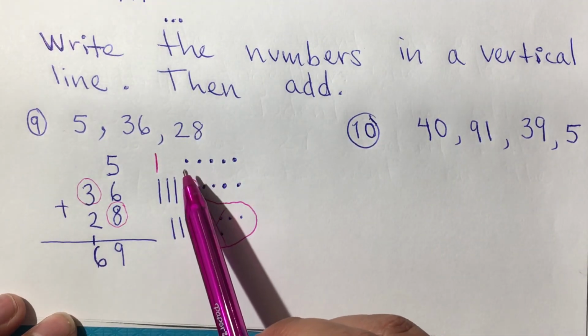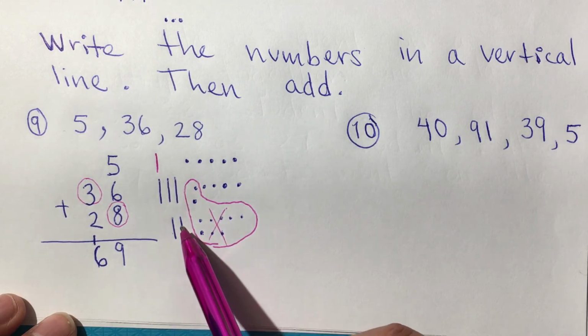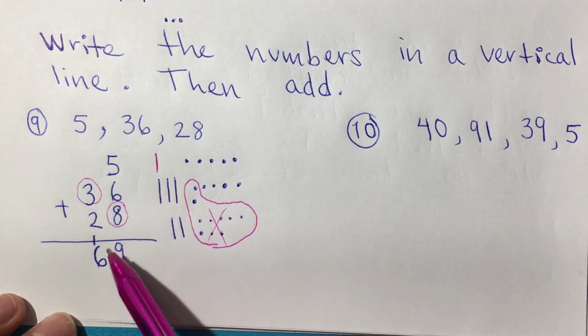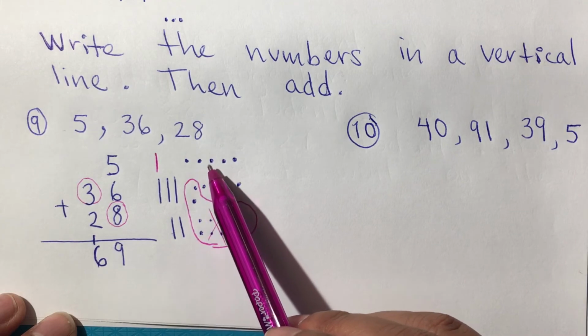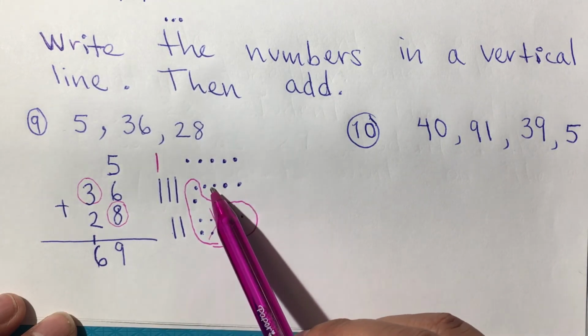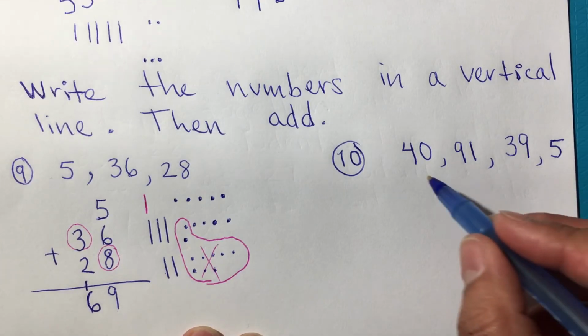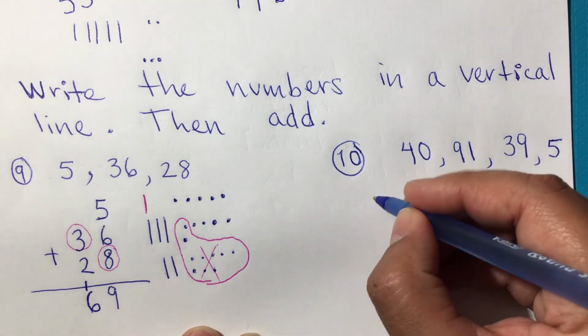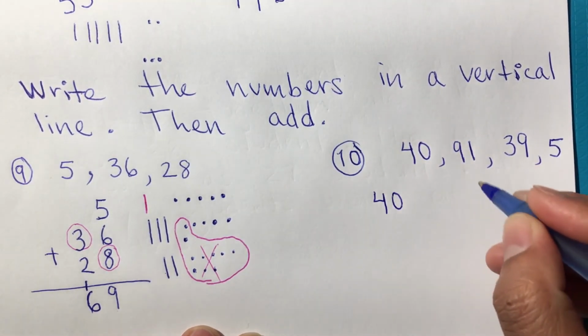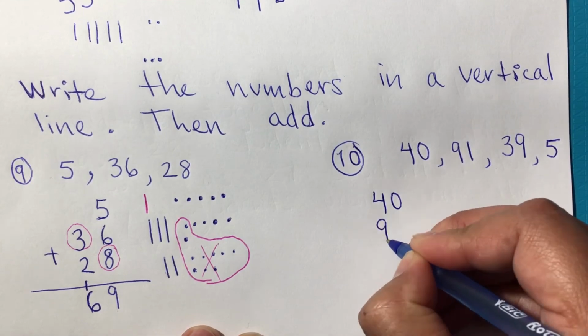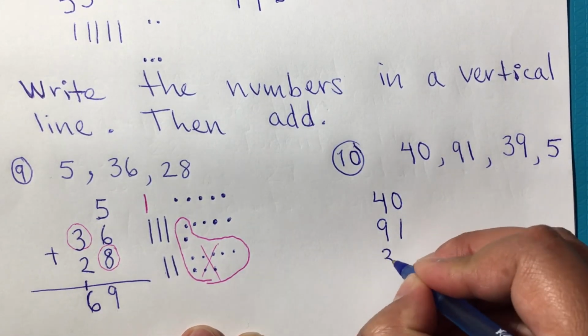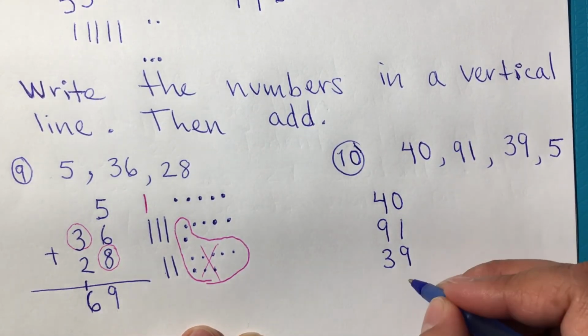And so, how many do I have? 1, 2, 3, 4, 5, 6 tens. And 1, 2, 3, 4, 5, 6, 7, 8, 9 ones. Now I have 4 numbers. So it's 40 plus 91 plus 39 plus 5.